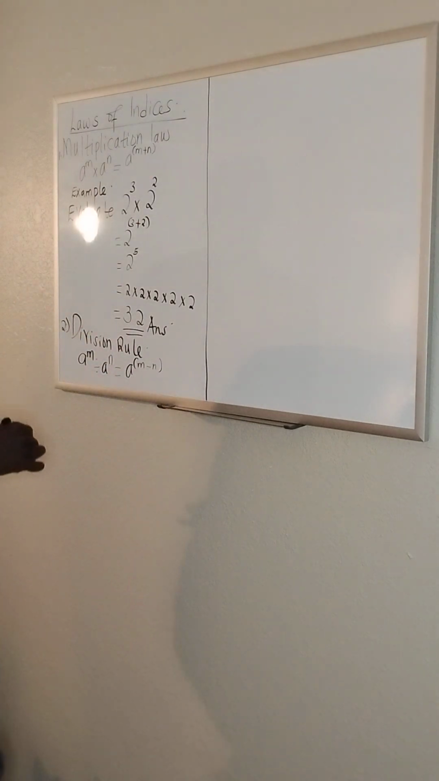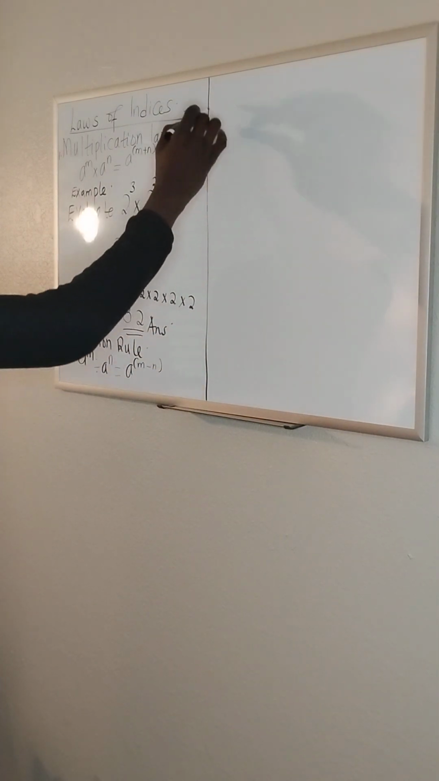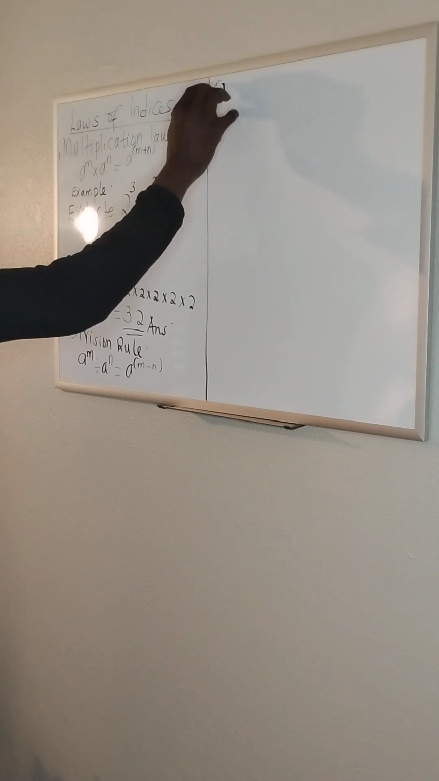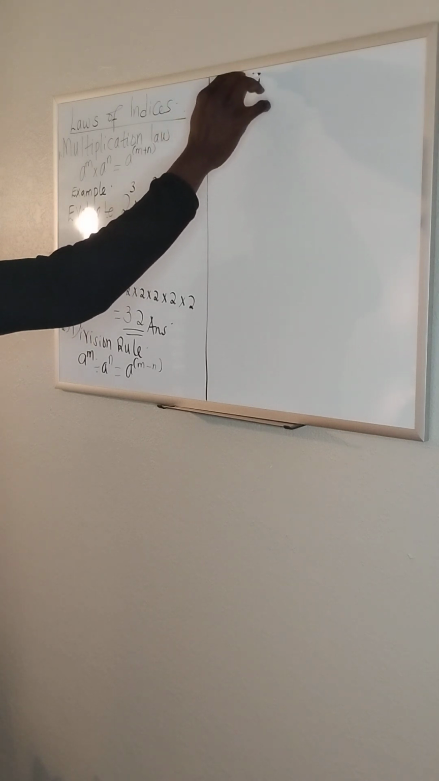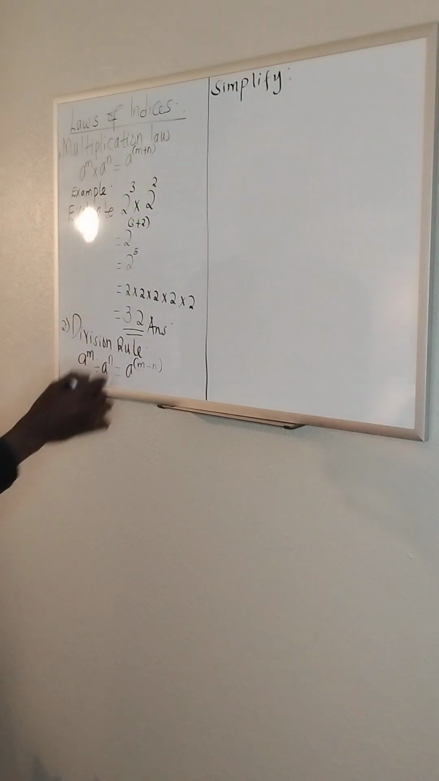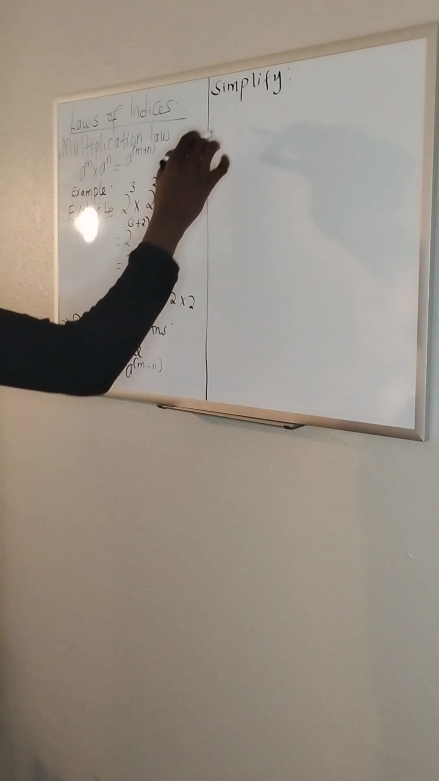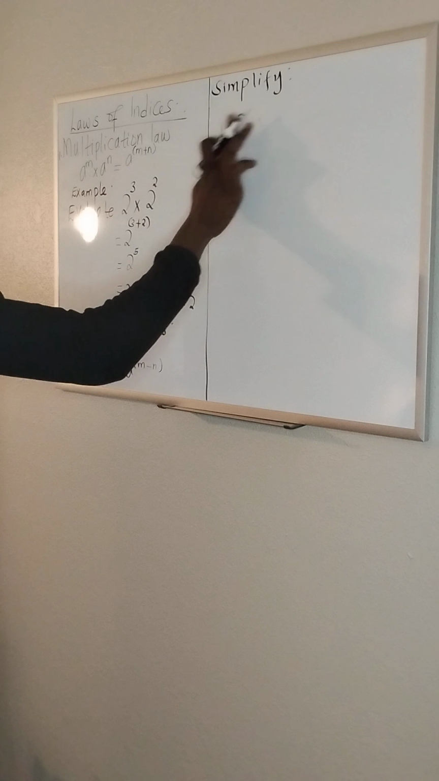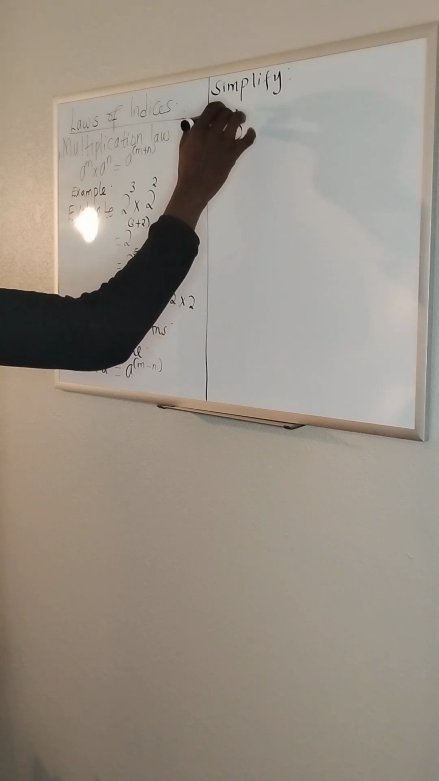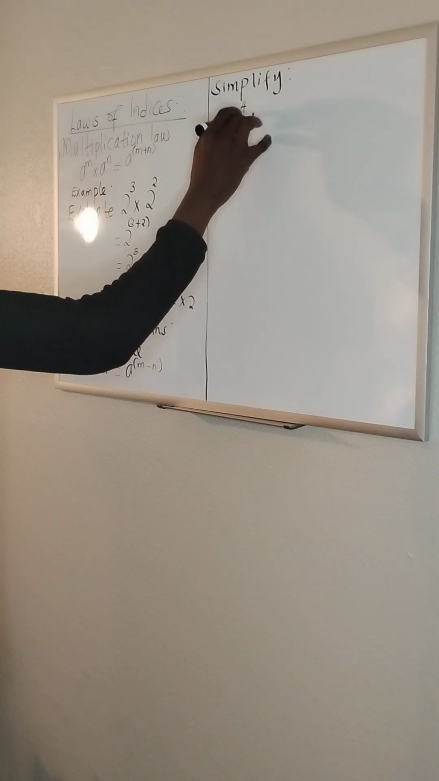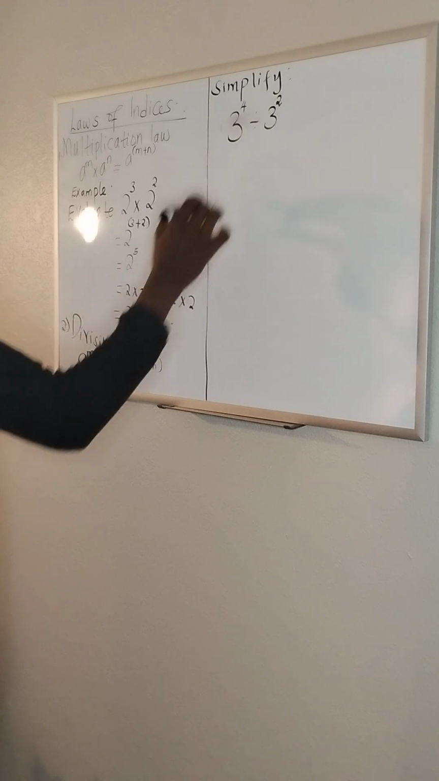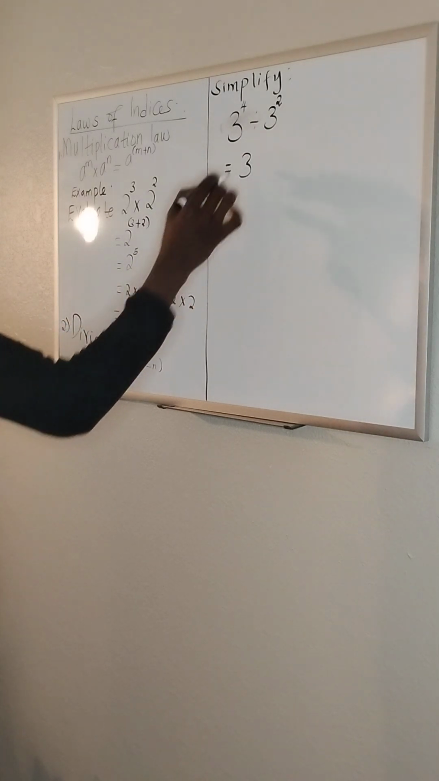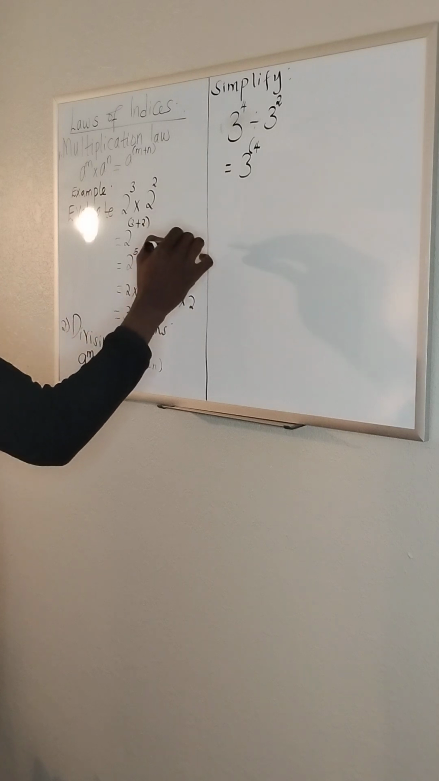An example on the division rule: evaluate or simplify. Let me look at this example here. Let me say I have 3 raised to the power of 4. I'm dividing it by 3 raised to the power of 2. So the bases are the same. I use one base. I subtract the powers. And then I go ahead and evaluate.